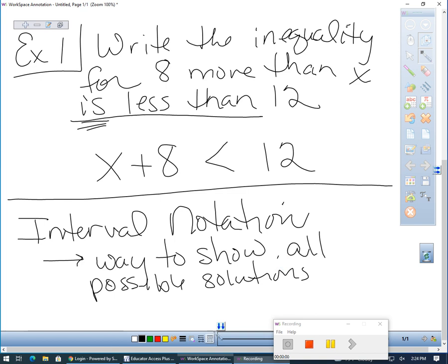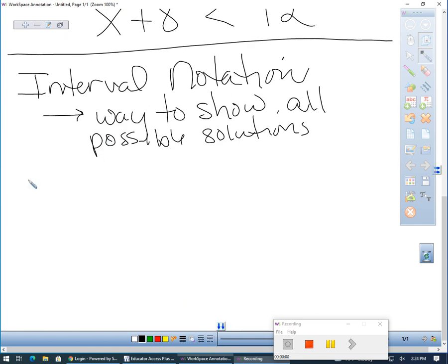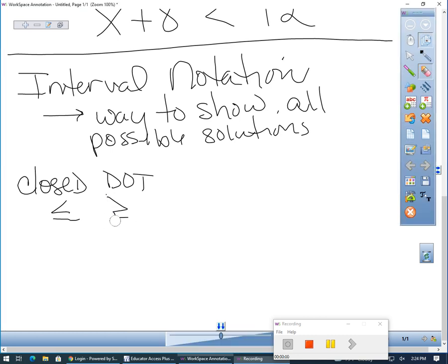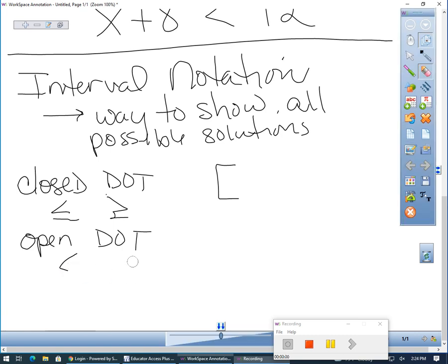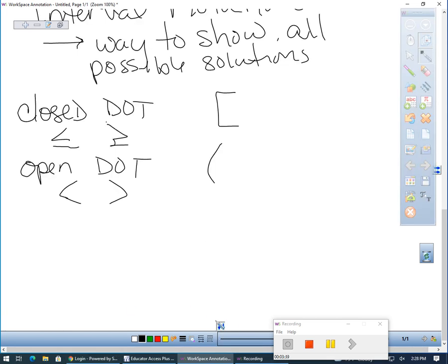Okay? So, if we have a closed dot, or it is a less than or equal to or greater than or equal to sign, right? Then we're going to use a bracket in our interval notation. If it is an open dot, so less than or greater than, then we're going to use parentheses. You remember that part? Good. Okay. Just want to make sure. So, let's just practice a couple of them.